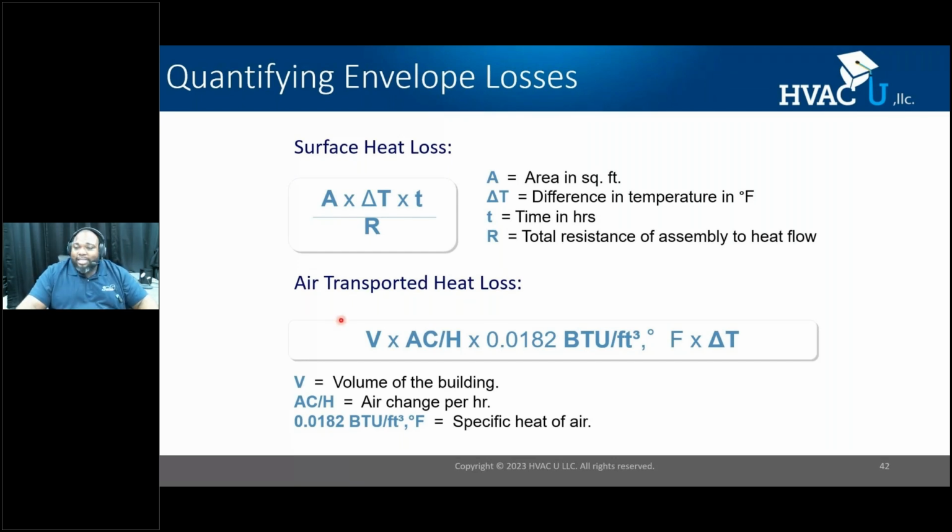The second one, which cannot be used with a rule of thumb or evaluated really without a certain tool called a blower door, is air transported heat loss. This is that air leakage that we were talking about, and that air leakage has a formula too. Our load calcs are really not accurate unless we know what the heat loss is through air leakage. It's the volume of the building times the air changes per hour times the specific heat of air times the delta T. This gives you the BTUs per hour of heat loss that occurred through air leakage.